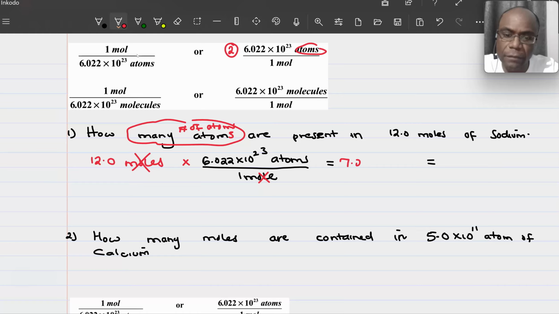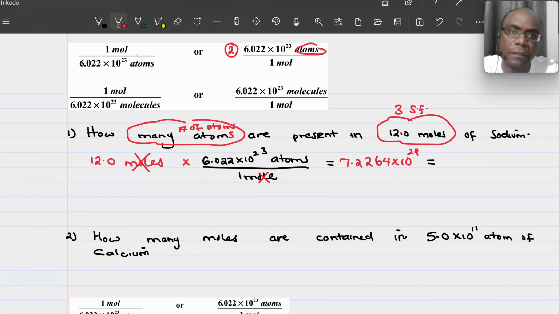The answer here is 7.2264 times 10 to the power 24. I see that the value given here has 3 significant figures, including the 0 after the decimal. So I see I have a 6, so I'm going to round up the 2 to the 3. So 7.23 times 10 to the power 24 atoms of sodium are equivalent to 12 moles of sodium.